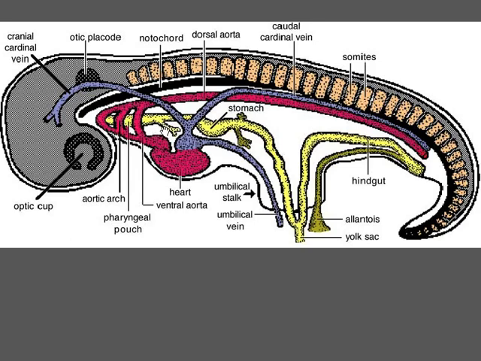Venous blood comes from both the embryo itself via a cranial cardinal vein and a caudal cardinal vein, and also from fetal membranes. So the umbilical vein carries blood from the placenta, and early in the embryo, the vitelline veins are carrying blood from the yolk sac. The allantois and the yolk sac are also, of course, going to receive arteries, which are not shown in this image.